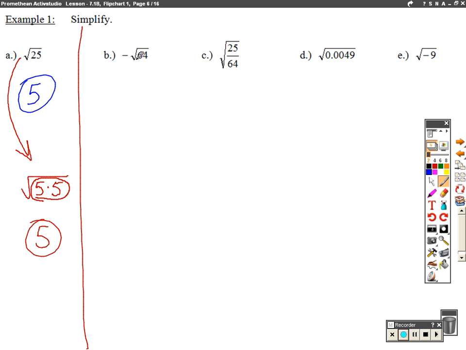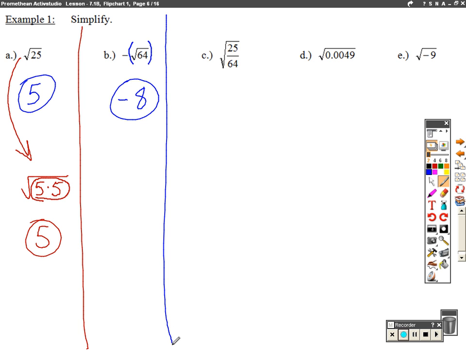Something like letter B, you would only focus on the square root of 64 first, and then you would apply the negative. So the square root of 64, what times itself gives you 64? 8, and then you apply the negative, you get negative 8. When you have a fraction, since we multiply fractions straight across, we can just take the square root of the top and the square root of the bottom. You end up getting 5/8.